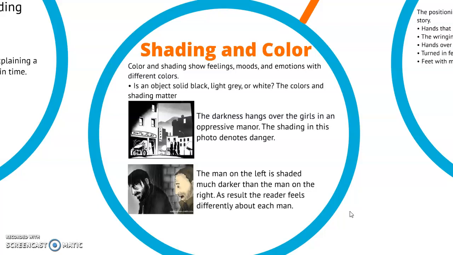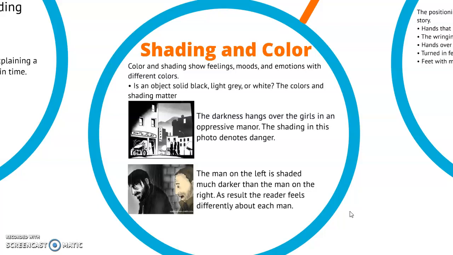Yet again, I think the last video cut me off, so I'm going to just start where I believe it cut us off. Okay, so we were at shading and coloring. This can denote mood and particularly tone, but in this case, mood. An object could be solid black, light gray, or white, and the color of the shading matters.